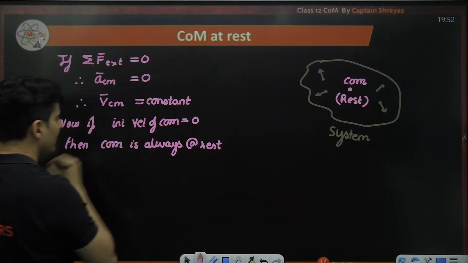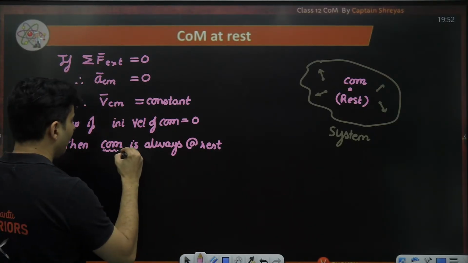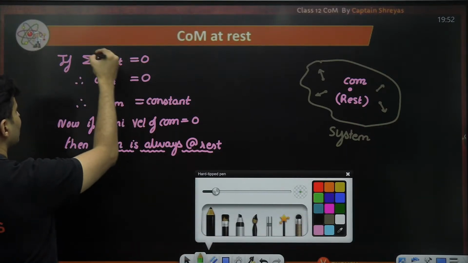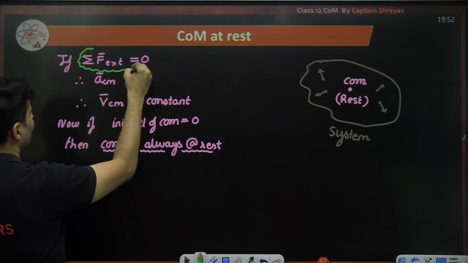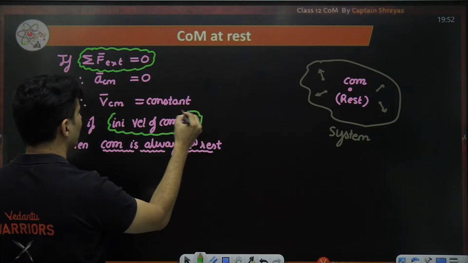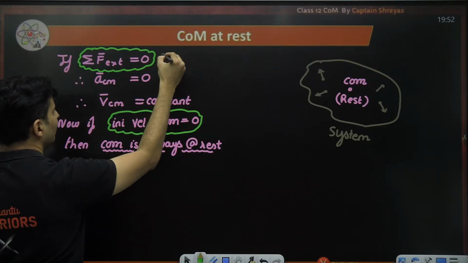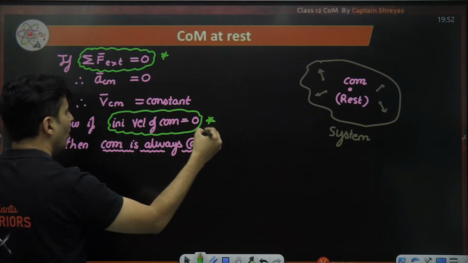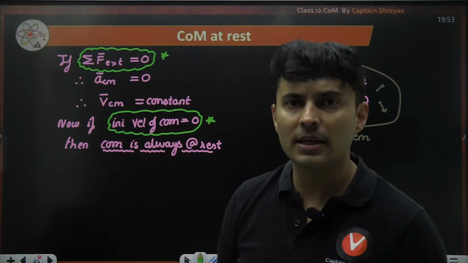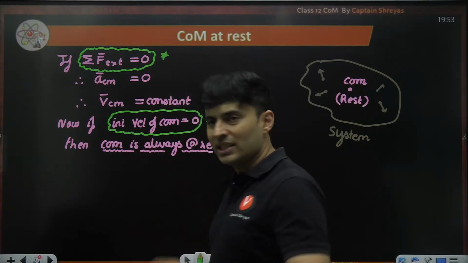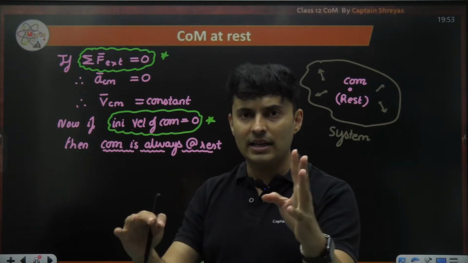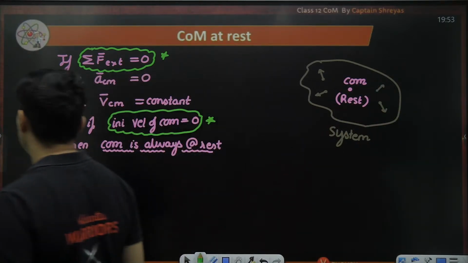So what is the essential condition for the center of mass to be always at rest? There are two conditions. The first condition is this: the net external force should be zero and the initial velocity of the center of mass should be zero. So this is the first condition. This is the second condition. Only then the center of mass will always be at rest. Is this absolutely clear? Both of them. Just because initially it was at rest does not mean finally also it will be at rest. If always the forces balance and cancel out, only then it will be at rest.